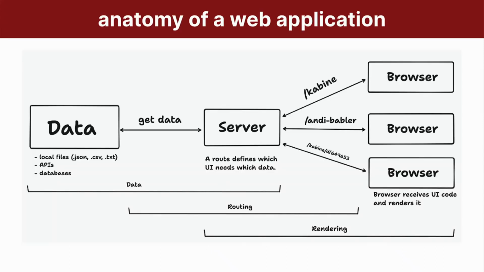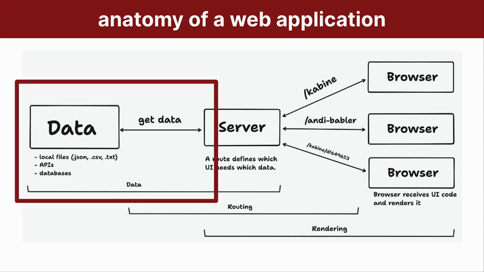Now to the core part, the anatomy of a modern web application. This is, of course, a very simplified version of a web application, and there are going to be many different ways to architect this. But at the core, you have data, you have some sort of server, and you have the browser where the user actually requests the page and interacts with it. And for your consideration, what you as a developer are thinking about is data, the routing, and the rendering of the page. And we're going to quickly start off with the data.